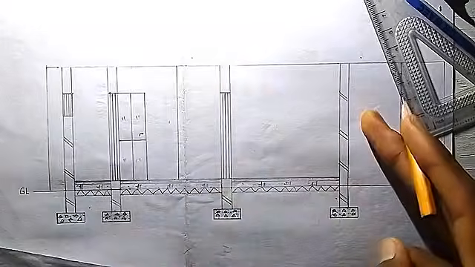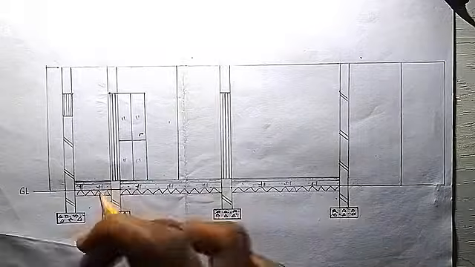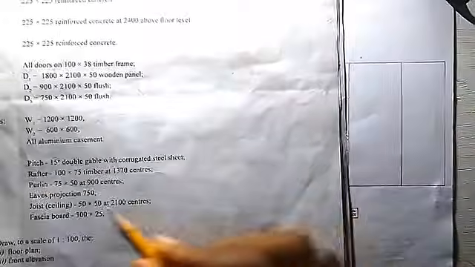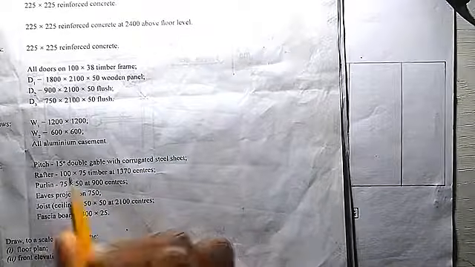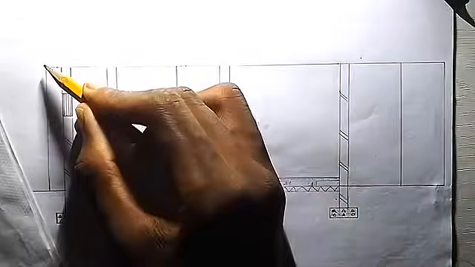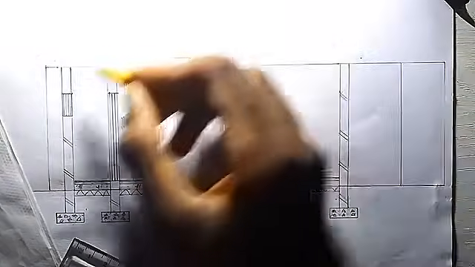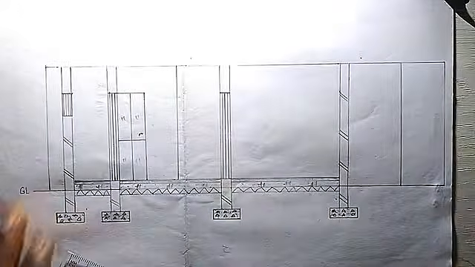Then after this part, the next part we're going to enter is the roof. So for the roof, the specifications, we're having pitch 15 degrees double gable with corrugated steel sheet. So at this point here, we have to measure 15 degrees for our roof.